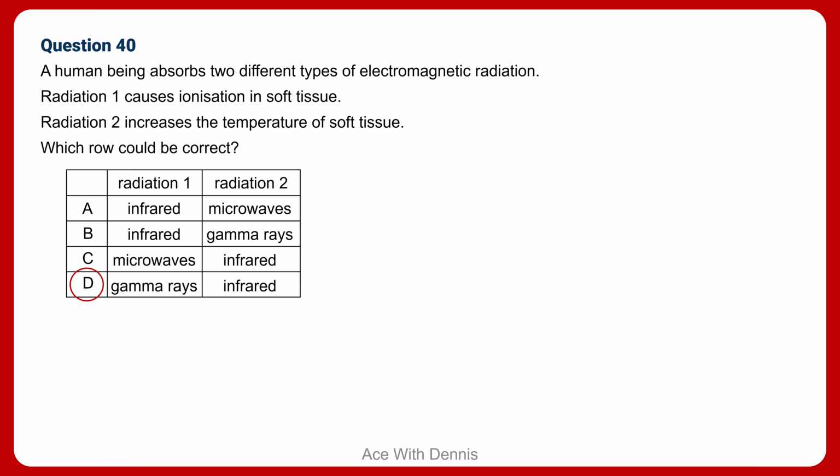The answer is D. Radiation 1 is gamma rays and radiation 2 is infrared. This question is very straightforward and textbook based. Obviously gamma rays can cause ionization in the soft tissue and infrared can increase the temperature of soft tissue. That's why if you feel hot, it is because of the presence of infrared. Hence, the answer is D. Radiation 1 is gamma rays and radiation 2 is infrared.